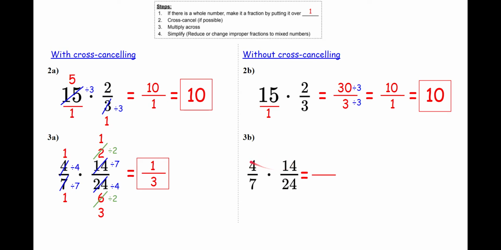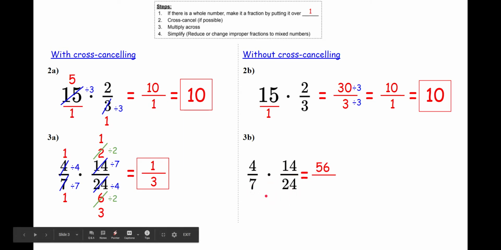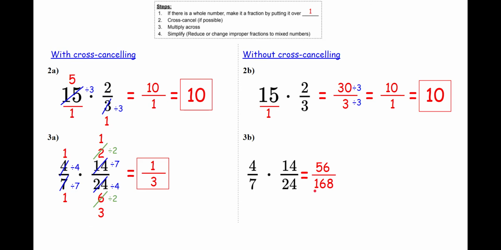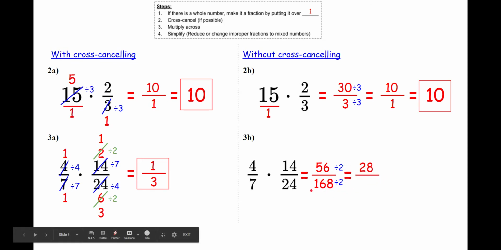4 times 14, well, 4 times 10 is 40, plus another 4 times 4, that's 56. 7 times 24, that's a little bit complicated, but if you're good at math, you'd know that it's 168. Great. Now, I have to reduce this, and I guess they're both even, so I can divide them by 2, and 56 divided by 2 is 28. 168 divided by 2 is 84.